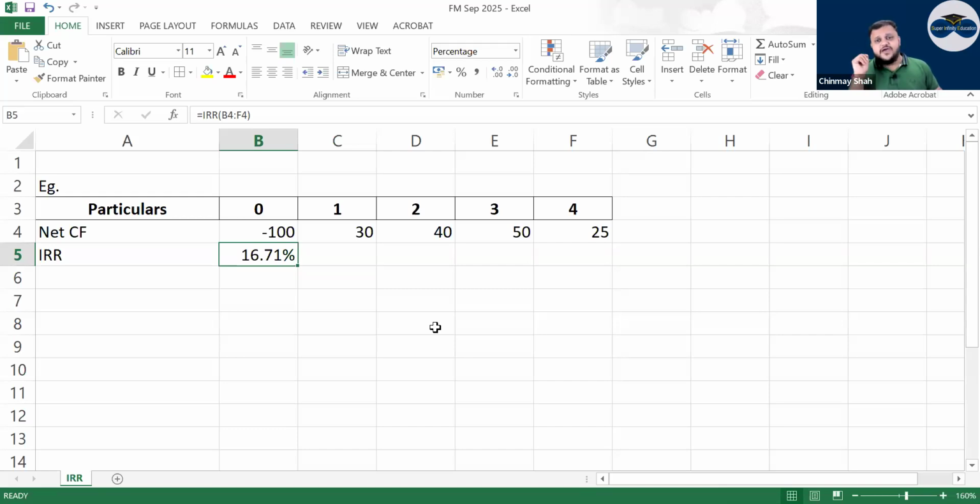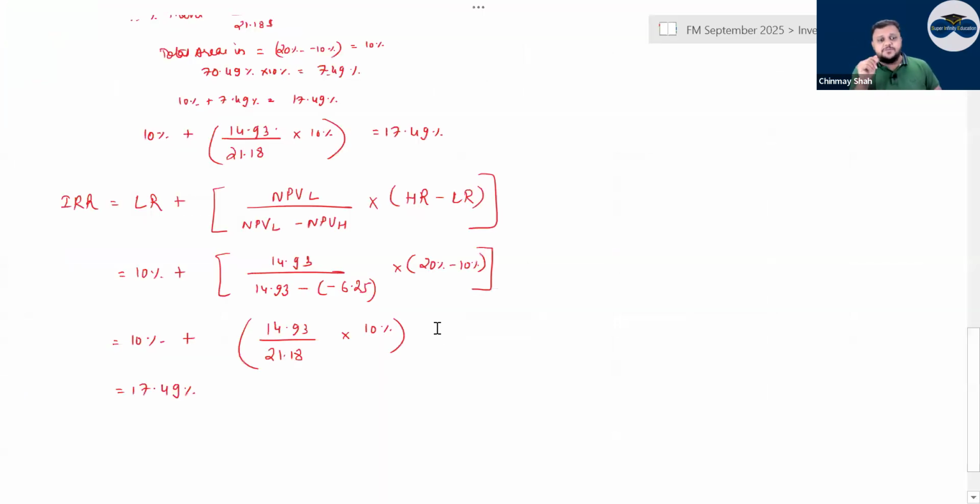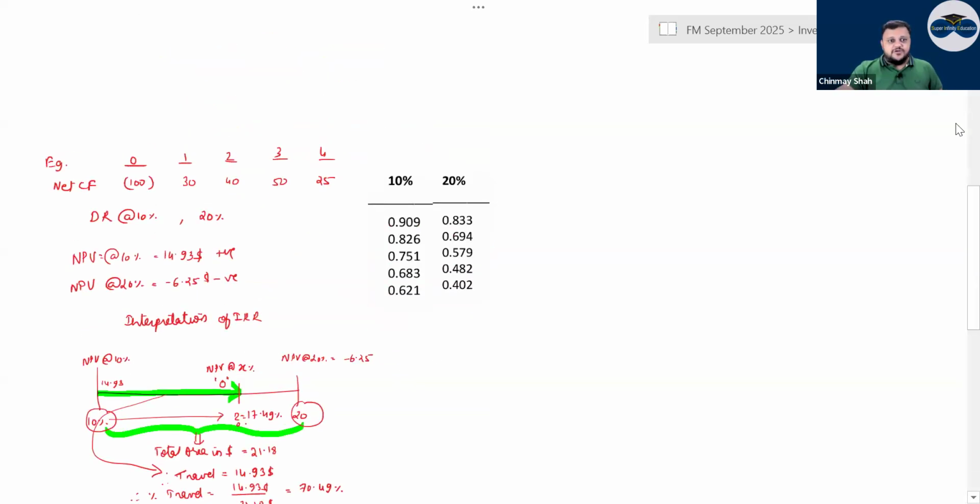Sir, will there really be this much difference? There is one factor. See, the higher the difference between the lower and the higher rate, the more the answer will be away from the appropriate answer. Listen to what I am saying. Means what, sir? One minute. Same cash flow above.